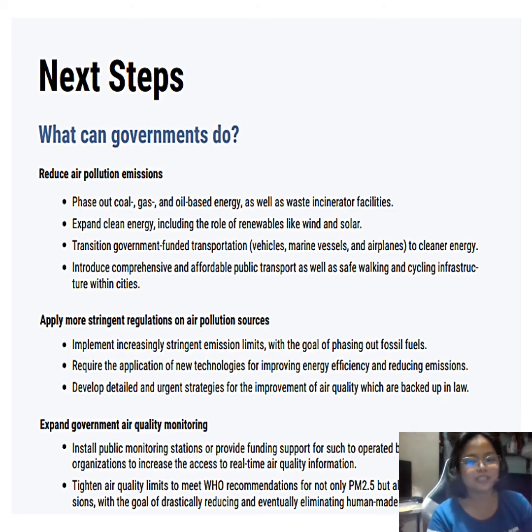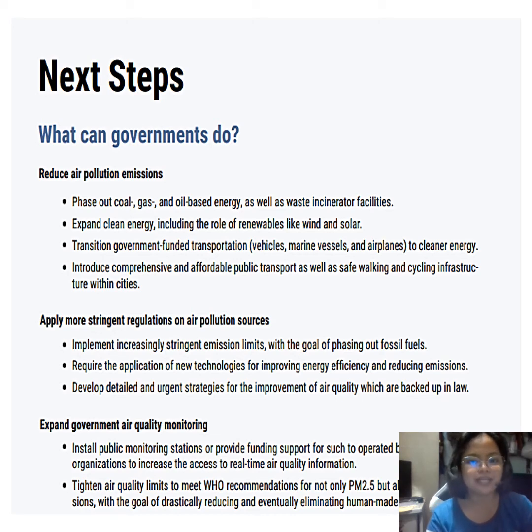Okay? So, syempre, magkakaroon dapat ng more on government-funded transportation. Kaya nga po, di ba dito sa Philippines, parang nagkakaroon na po ng mga solar jeep, parang nagkakaroon na po ng mga ganyang klaseng transportation.